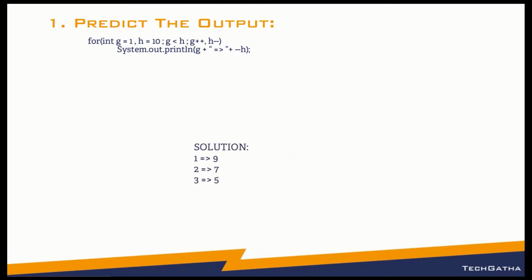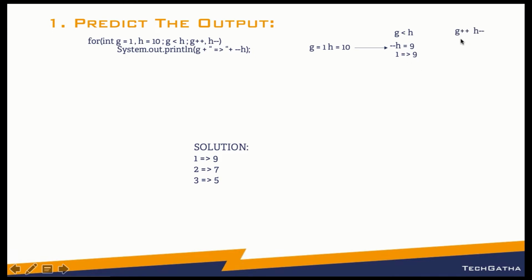The output is for G is 1, H 9, 2, 7, 3, 5. Now how do we get the output? For the value of G is 1 and H is 10, 1 less than 10, that is G less than H, true. It goes inside, it decrements the value of H because it's a pre-decrement, so H becomes 9, and then it prints the value of G, that is 1, and the decremented value of H, that is 9.